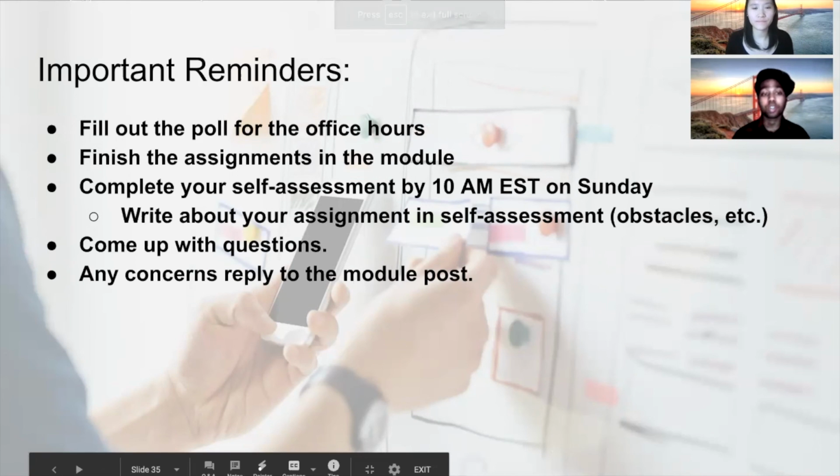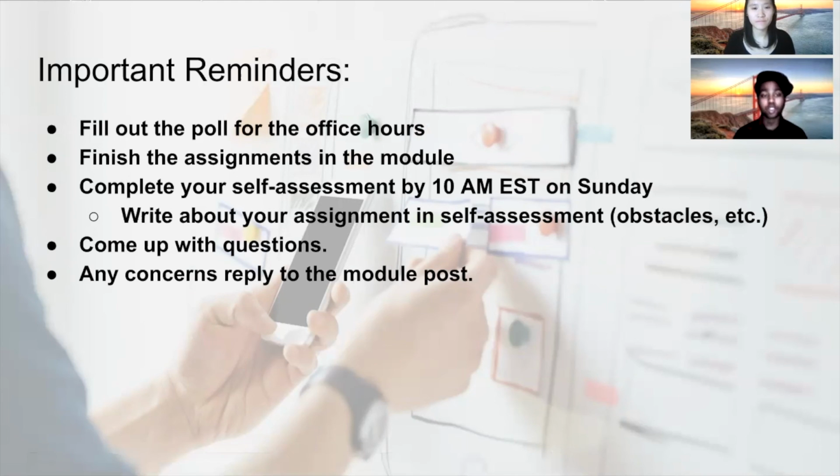Okay, so here are some important reminders. First of all, make sure you go look at our post and fill out the poll for the office hours. It's very important because we want to know what time all of you are available, and we want to make sure the time that we choose for the office hours is one where we can have almost all of you. Also finish the assignments in the module. Try your best, finish as much as you can to get the most experience out of this UX sprint.